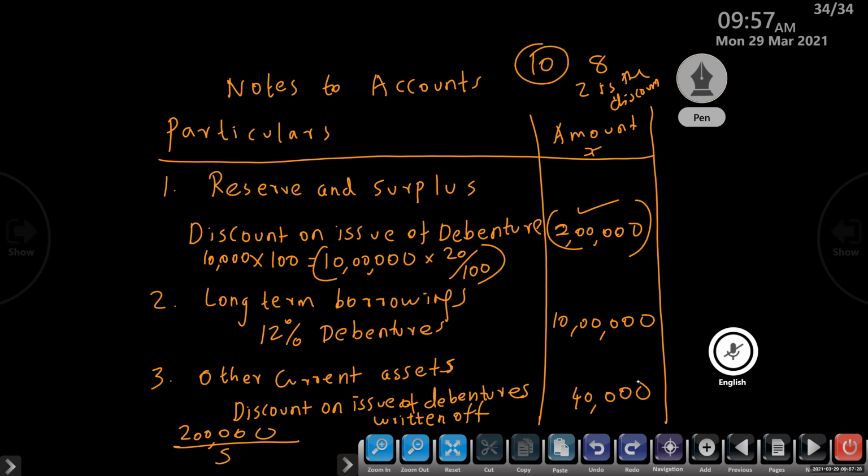Okay. So now we will prepare the balance sheet. Here, discount on issue of debenture is 2 lakh, the total amount. Under long-term borrowing, 12% debenture. Other current assets, discount on issue of debenture written off. That amount of discount divided by lifetime is 40,000. Next year also we will write off 40,000. So within 5 years we will write off the full expense.